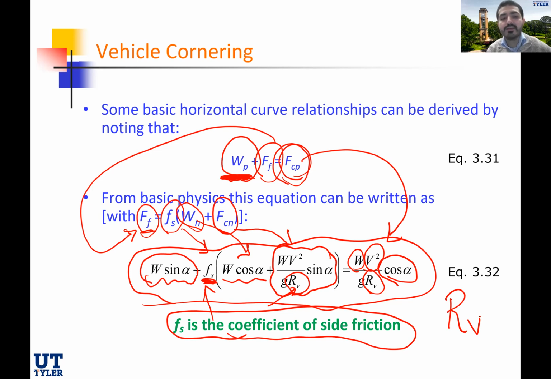What we're seeing in this equation is that the weight of the vehicle is important, the angle, which is the super elevation, is important, and of course the speed. So you can tell we are heading towards an equation that is RV as a function of the weight of the vehicle, the super elevation, as well as the speed. And how can we do this? Basically, we're going to simplify the equation.